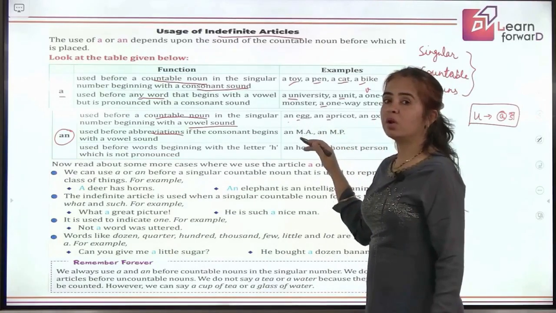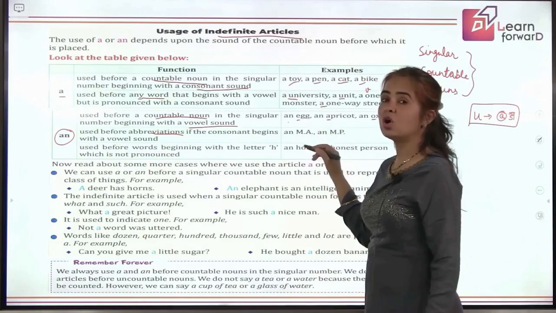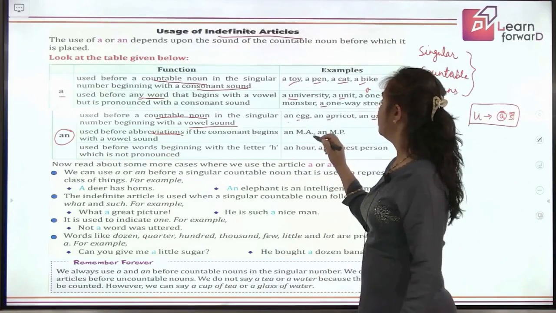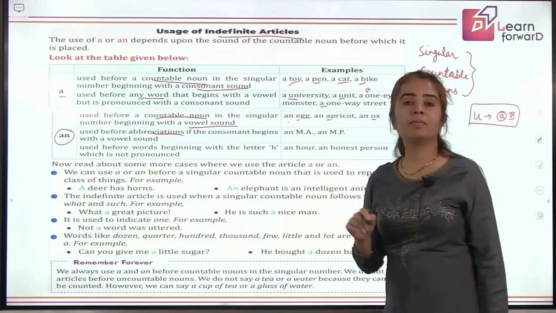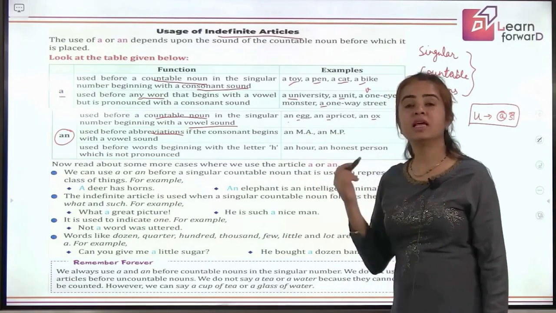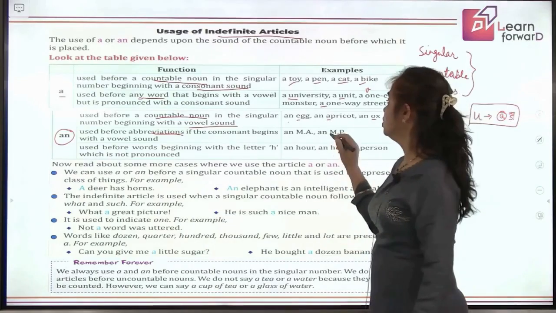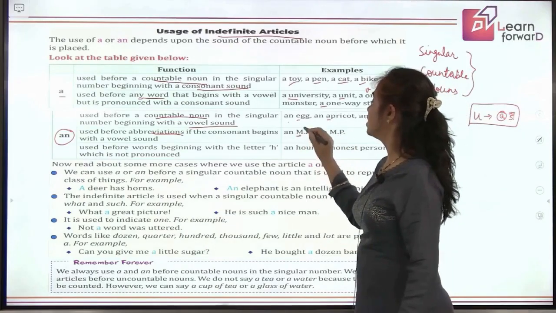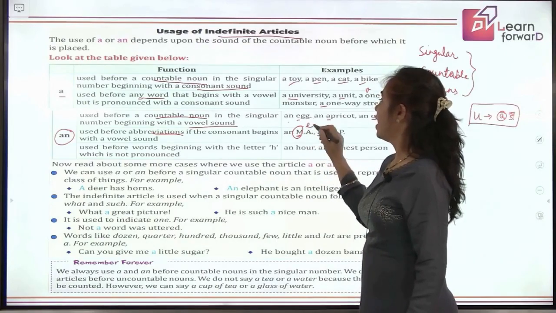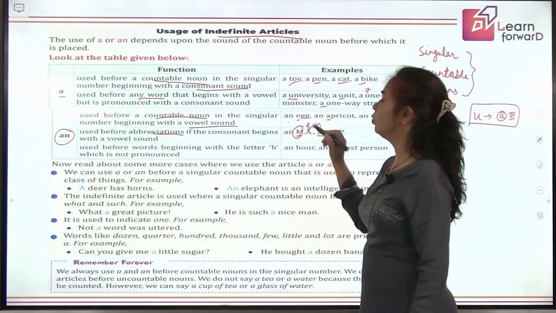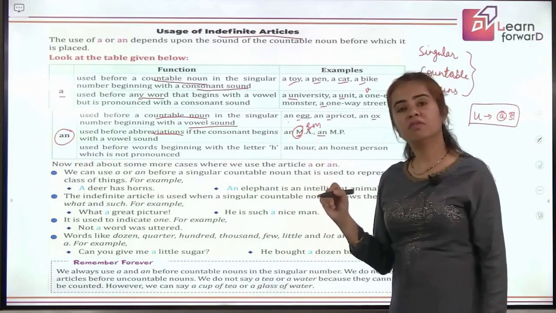Now, when we are talking of the degrees or the short forms, the abbreviations, we say an MA, an MP. He is an MA. He is an MP. He is an MLA. Right? So this gives you the vowel sound in M. It is not "M", it is "EM". So what is the initial sound? E. That is the sound of the vowel.